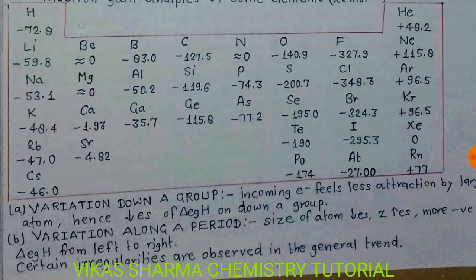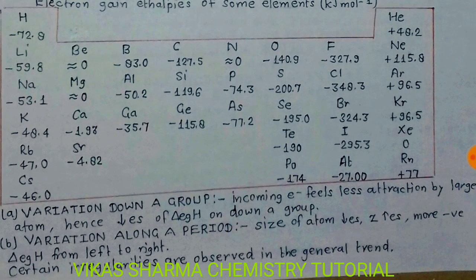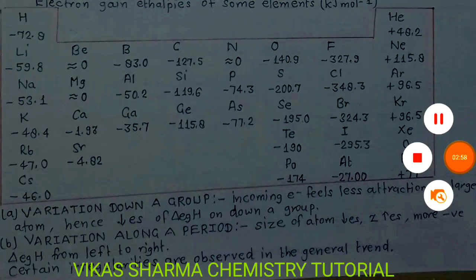So student, variation down a group: the incoming electron feels less attraction from a large atom, hence delta EGH decreases down a group. The variation along a period: the size of the atom decreases, so Z increases, giving a more negative delta EGH from left to right. When we go from sodium to chlorine, chlorine has a greater tendency to accept an electron easily in comparison to sodium. So certain irregularities are observed in the general trend.